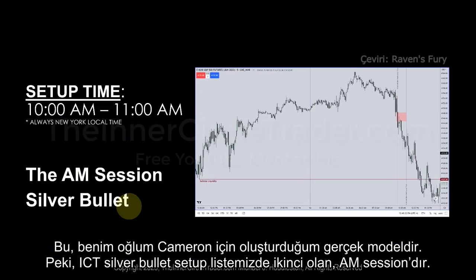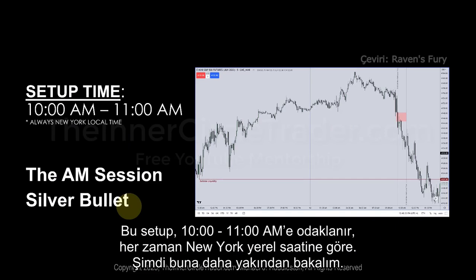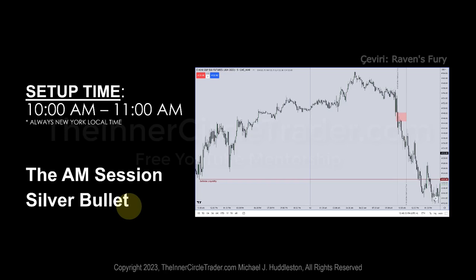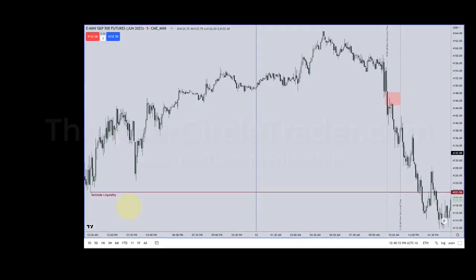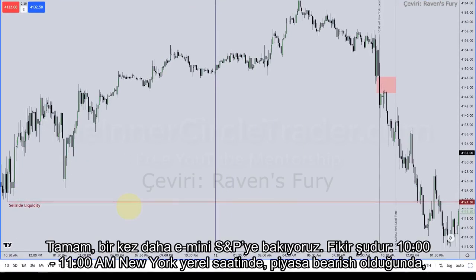All right, the second one in our continuing list of ICT silver bullet setups is the AM session. Now this one is focusing on the 10 a.m. to 11 a.m., always New York local time. And let's take a closer look at this one now. Okay, so we are looking at the E-mini S&P once more.